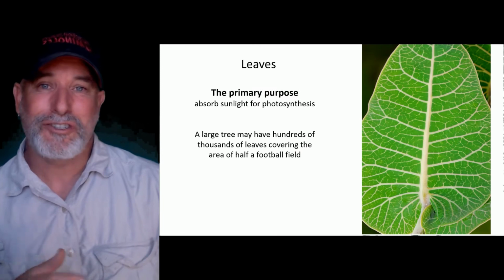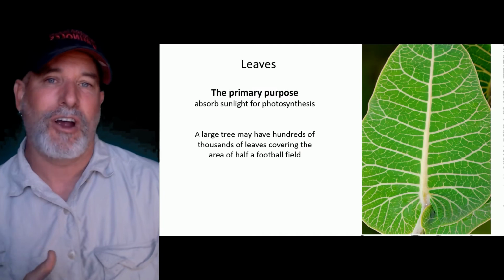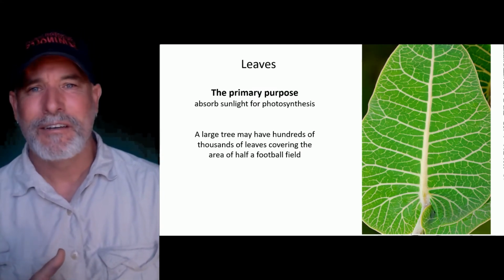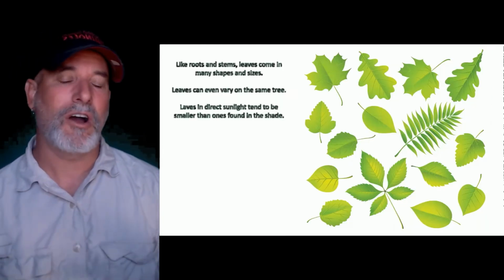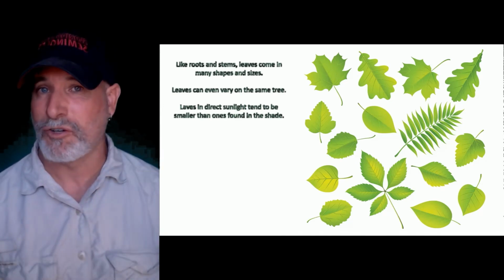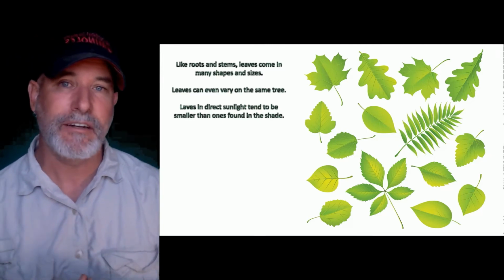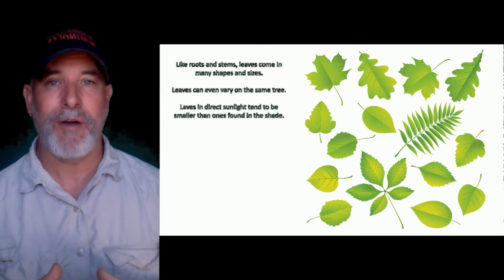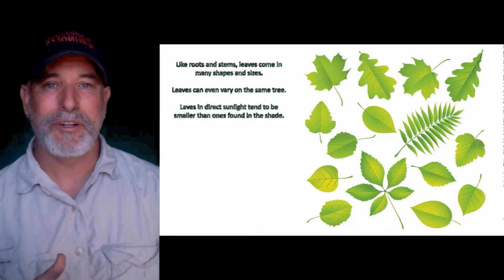And a large tree could have thousands and thousands of these leaves absorbing sunlight and fixing carbon dioxide and making carbohydrates and other secondary metabolites. Now, as you can imagine, like the roots, like the stems, leaves are incredibly varied. And in fact, they can even be varied on the same tree. You might have smaller leaves up at the top of the tree that are exposed to a lot of sunlight. Down lower in the canopy where there's less sunlight, the leaves might be larger. So there's lots of variability in leaves.